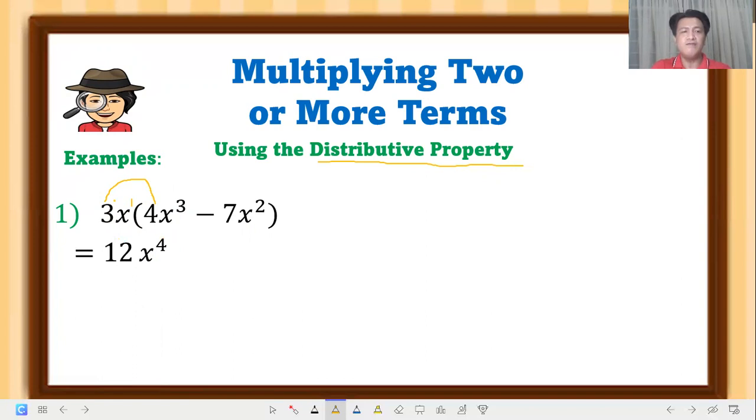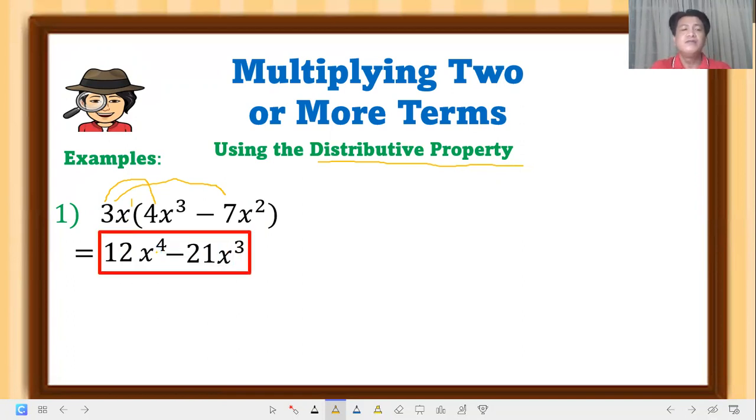Dito naman, we have 3x times negative 7x squared. And you have to multiply first the numerical coefficient. That will become negative or minus 21. And add natin yung exponent ni x. That will become x cubed. Okay? So that is now the final answer. Hindi na pwede simplify kasi magkaiba po sila ng exponent. Hindi sila like terms. Okay?